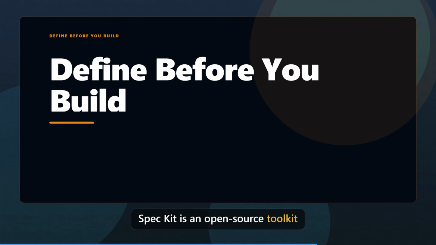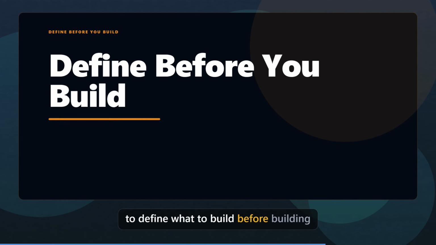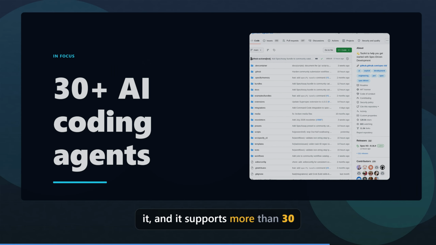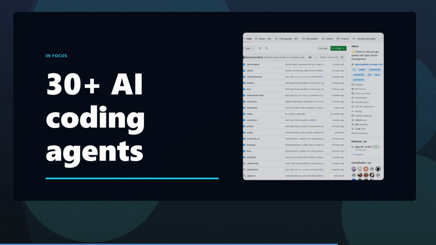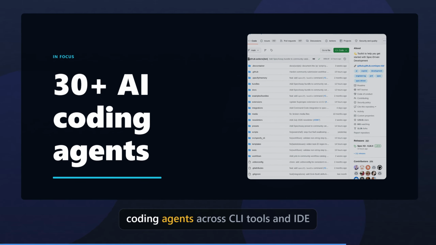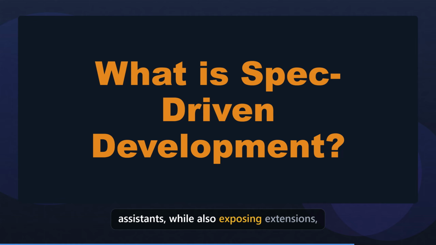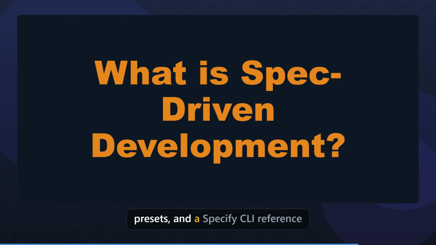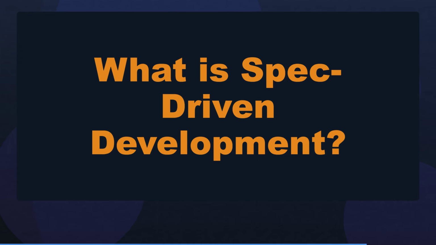Spec-Kit is an open-source toolkit for spec-driven development that asks developers to define what to build before building it, and it supports more than 30 AI coding agents across CLI and IDE-based assistants. Spec-Kit also exposes extensions, presets, and a specify CLI reference for adapting its spec-driven process.